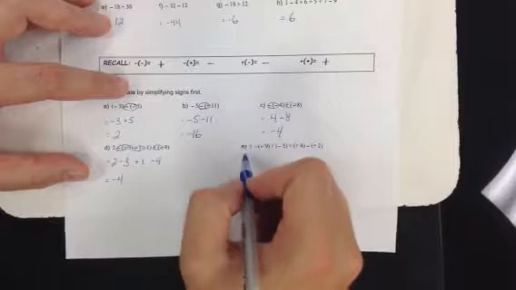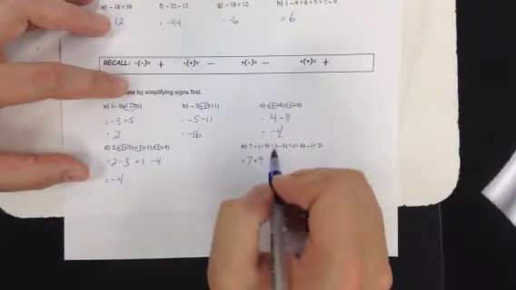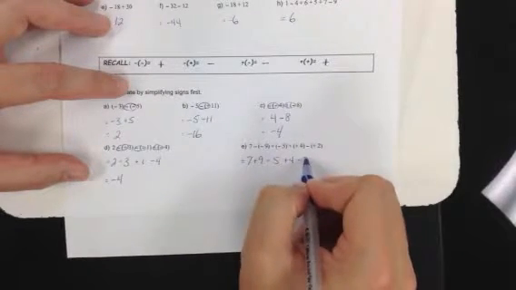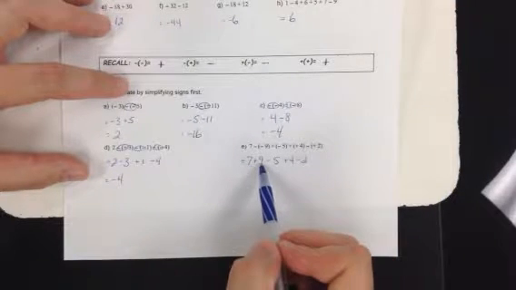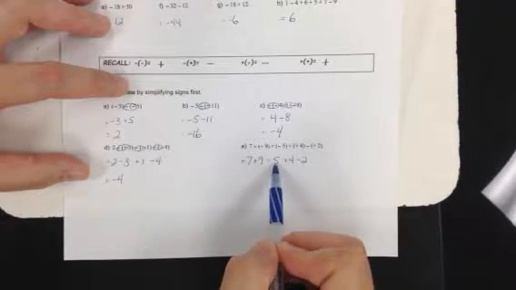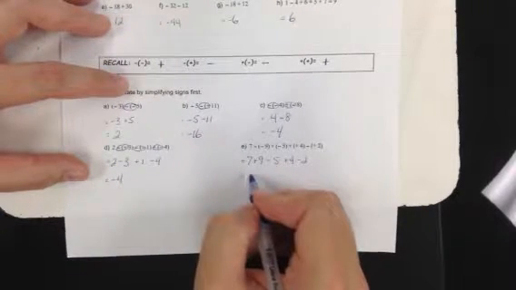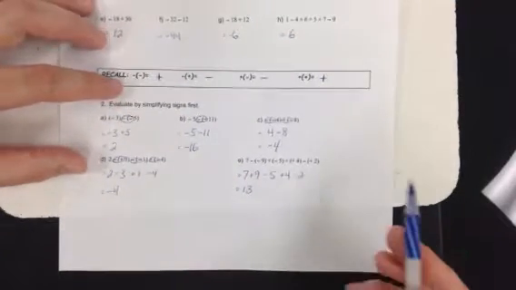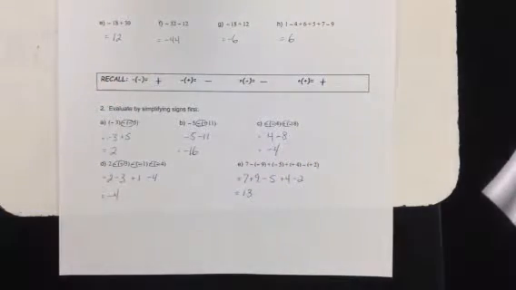And likewise on the last one, we can combine some of our signs together. We would end up with 7 plus 9, minus 5, plus 4, minus 2. And 7 plus 9 is 16, minus 5 is 11, plus 4 is 15, minus 2 is 13. So we always want to combine double signs together whenever possible to make this a little bit easier for us to look at.